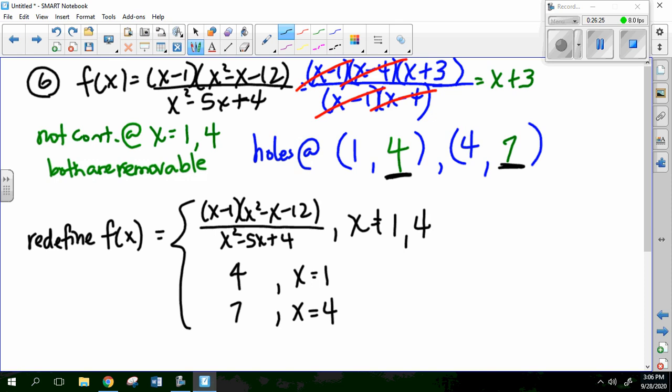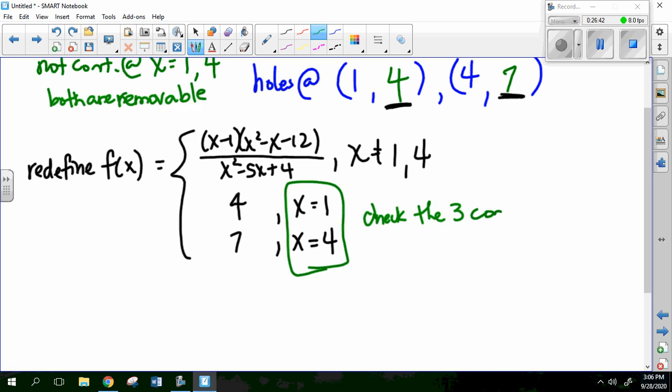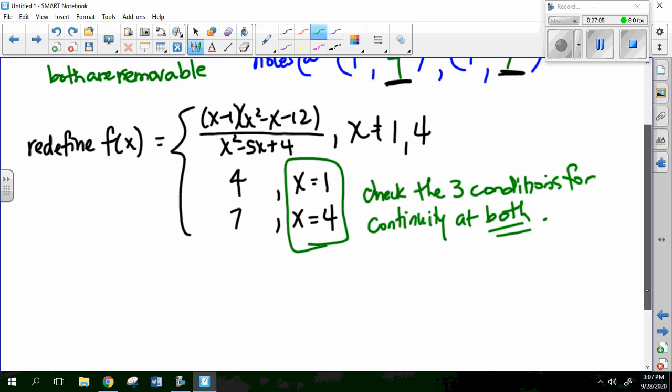And so now if you go through all the 3 conditions to check continuity, be careful here, because if a piecewise has something happening at 2 different places, you would have to check the 3 conditions for continuity at both places. So you'd have to go through those 3 conditions twice to prove it. And of course, you should always do that for practice. The last 2 should go a little bit quicker.